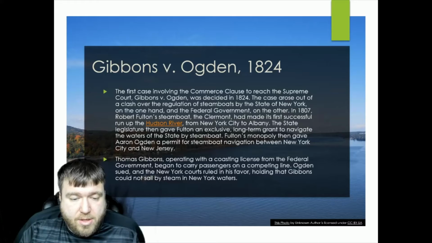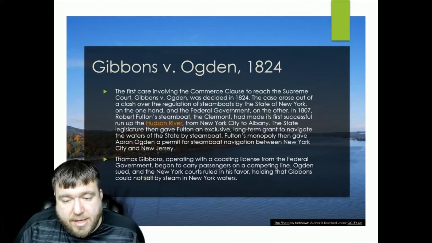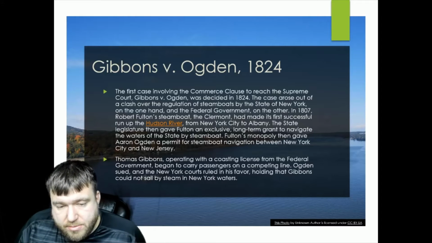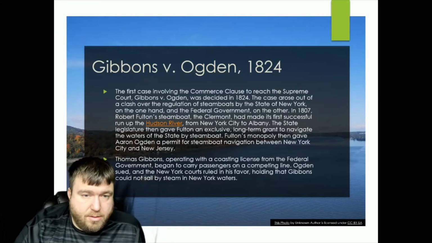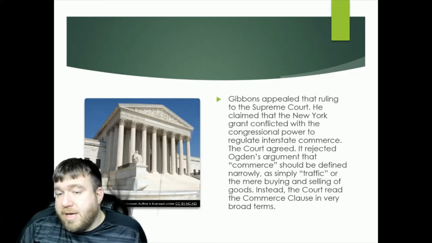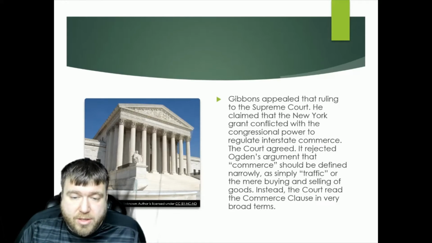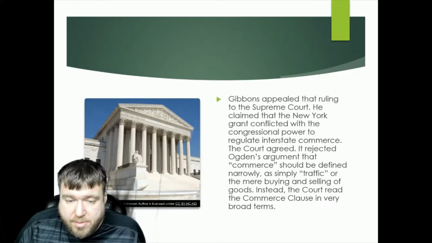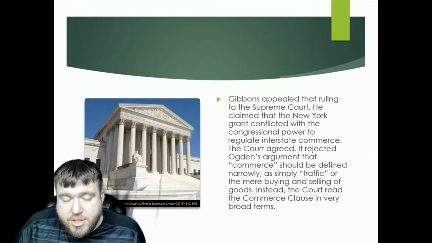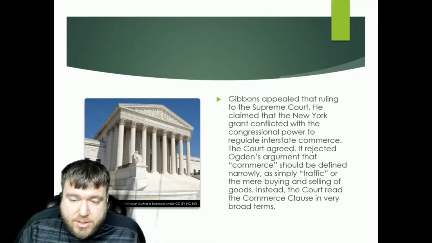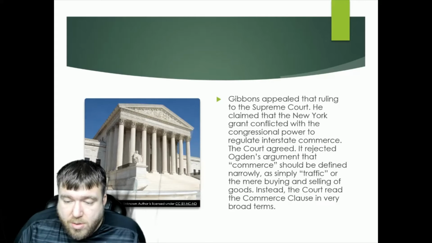Ogden sued, and the New York courts ruled in his favor, holding that Gibbons could not sail by steam in New York waters. So Gibbons appealed that ruling to the Supreme Court. He claimed that the New York grant conflicted with the congressional power to regulate interstate commerce. The court agreed. It rejected Ogden's argument that commerce should be defined narrowly as simply traffic, or the mere buying and selling of goods. Instead, the court read the Commerce Clause in very broad terms.